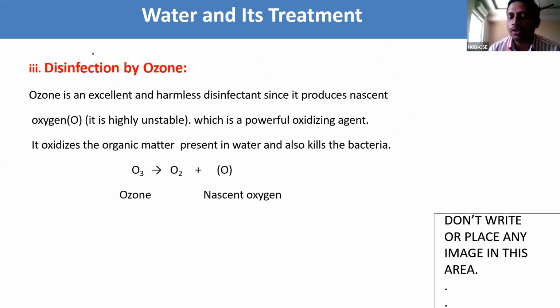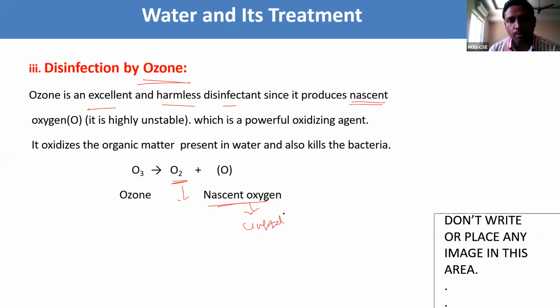Now, the next one is disinfection by ozone. By using ozone, how are we going to kill the bacteria present in the water? Ozone is an excellent and harmless disinfectant since it produces nascent oxygen. O3 produces O2 and nascent oxygen. O2 is nothing but oxygen. This nascent oxygen is highly unstable.